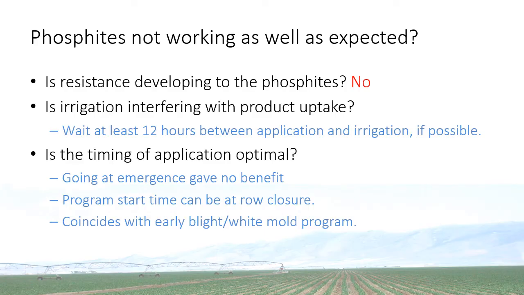So in summary, we don't think we have resistance to the phosphites. Is irrigation interfering with product uptake? It could. If you are irrigating less than 12 hours between your application of phosphite and the irrigation, that is possible. What's the optimal timing? Well, emergence gave no benefit over going at dime size, and so we think that's probably where we still ought to be. You can start at row closure though, and that would coincide with other applications that you may be making to manage, say, early blight, brown spot and also white mold.